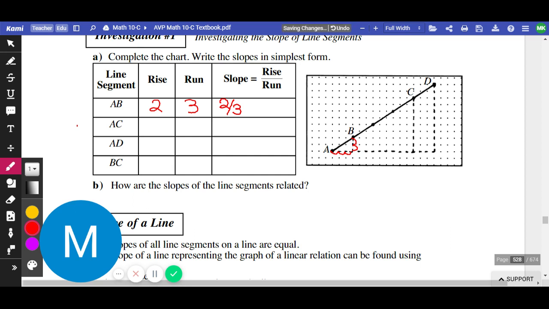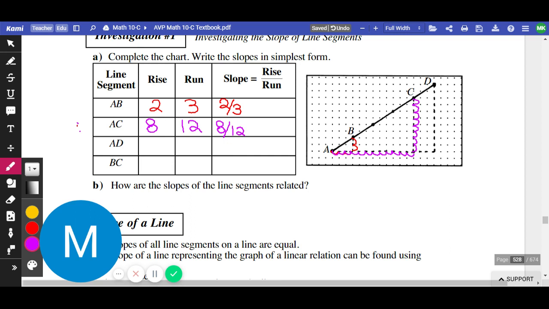If you want to go from A to C, you go 1, 2, 3, 4, 5, 6, 7, 8, 9, 10, 11, 12. That's a big run of 12. If you were rising, you go 1, 2, 3, 4, 5, 6, 7, 8. Rise 8. Let's put that in. 8 over 12. Okay, looking at those 2 slopes, they definitely look different. We have 2 over 3, and we have 8 over 12. 2 different fractions, very different fractions.